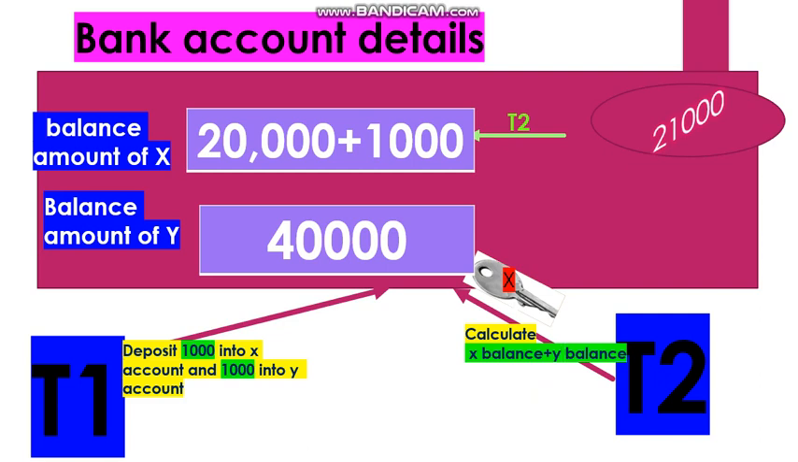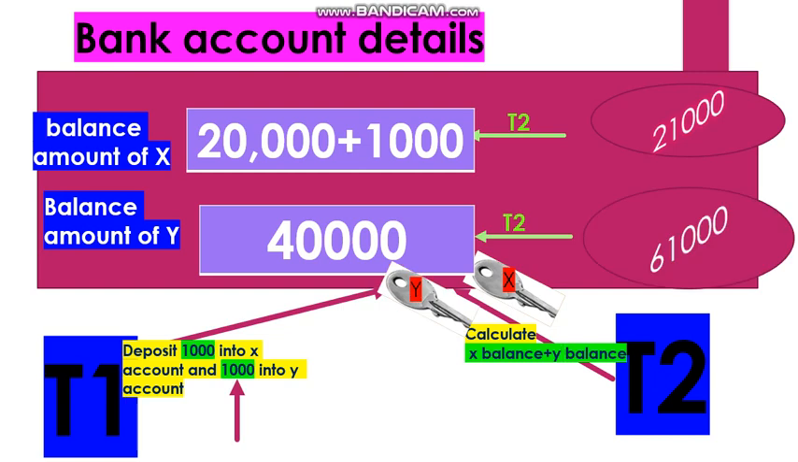At this point, there is no lock on balance amount of X. Now, transaction T2 can acquire lock on balance amount of X and can read the balance amount of X as 21,000. Here, if you observe, transaction T2 read the balance amount of X after T1 is updating the value. Now, T2 will release the lock on balance amount of X and it will try to acquire lock on balance amount of Y. As there is no lock on balance amount of Y, it can acquire the lock and it can read the balance amount of Y as 40,000.